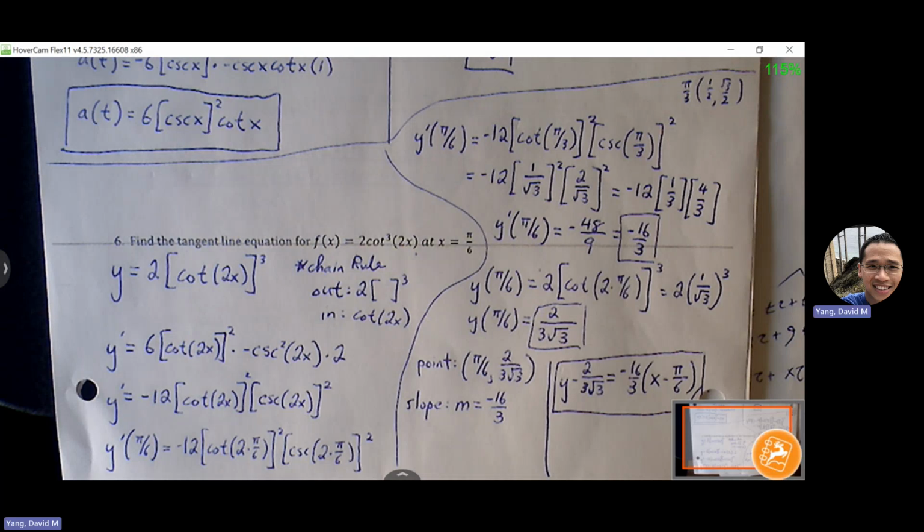How many questions are in the quiz? 6. It's like this. There will be an application one for the part. No, they'll just be like this. Find velocity, find acceleration, and evaluate the acceleration.